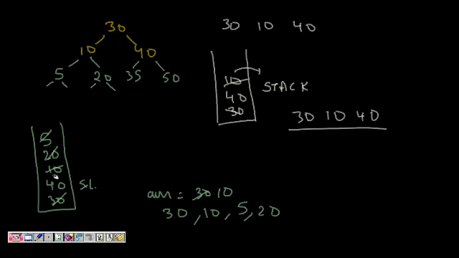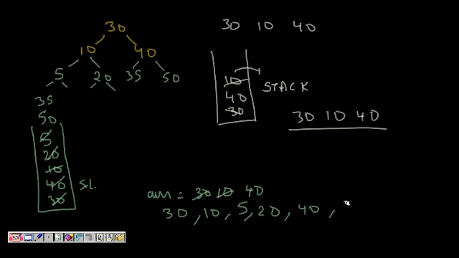So what happens is now I am left with 40. So I make current equal to 40, and I pop that out, print it, but I push its right and then its left child. Okay, so now what happens?